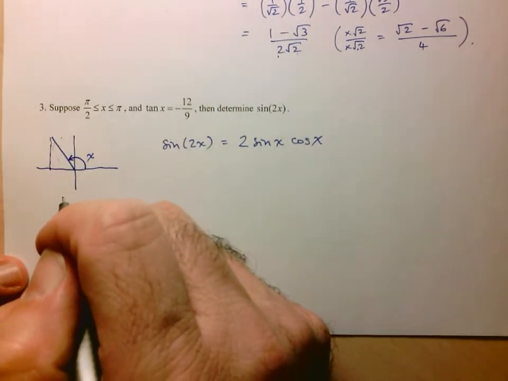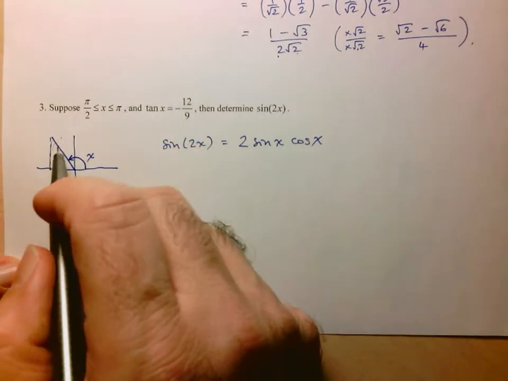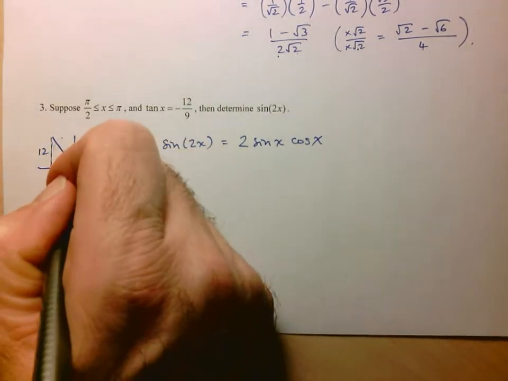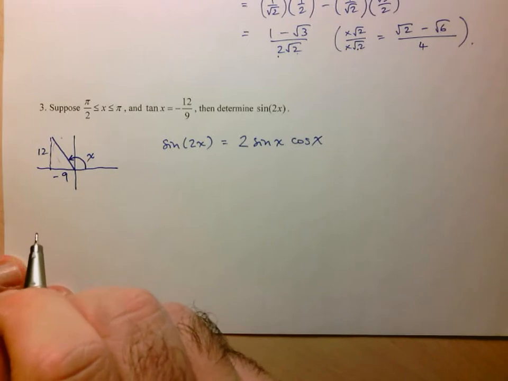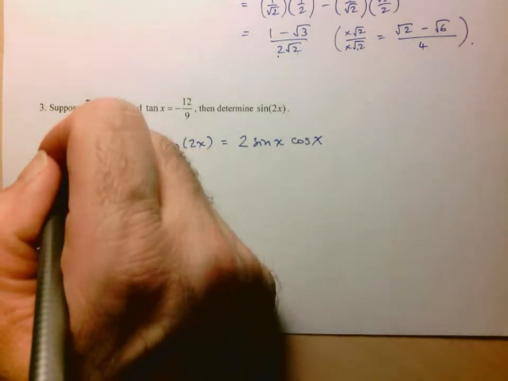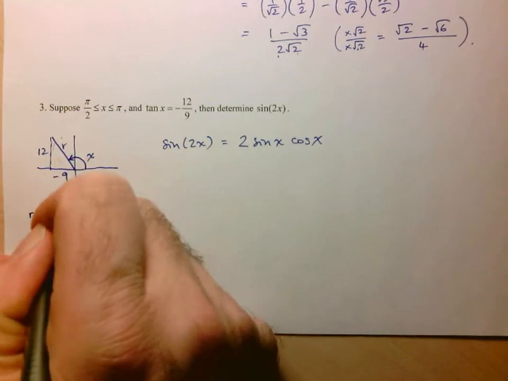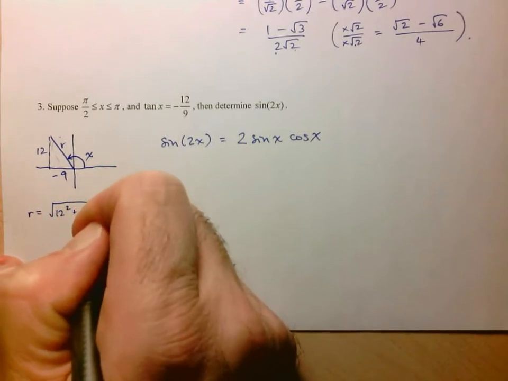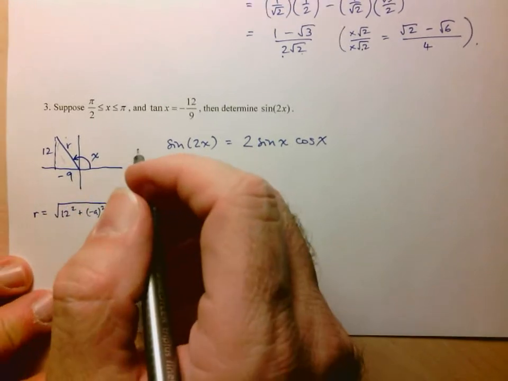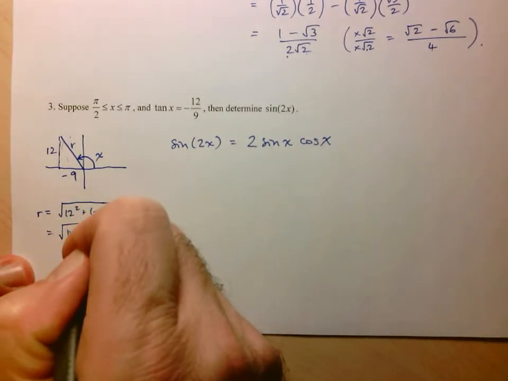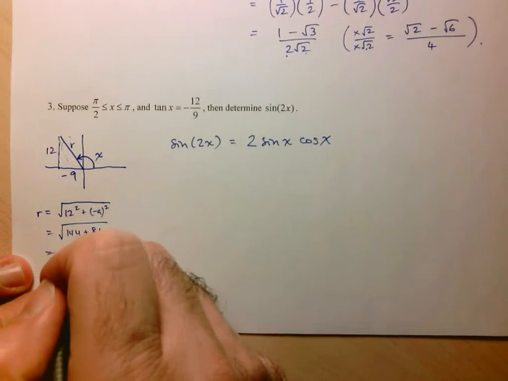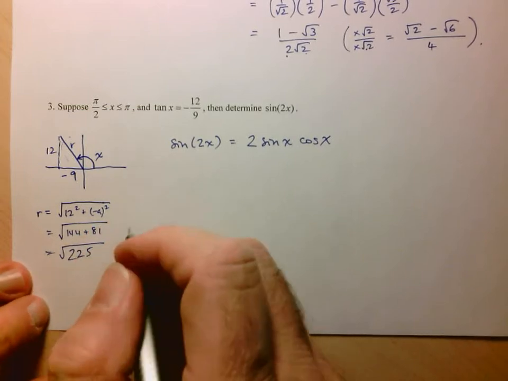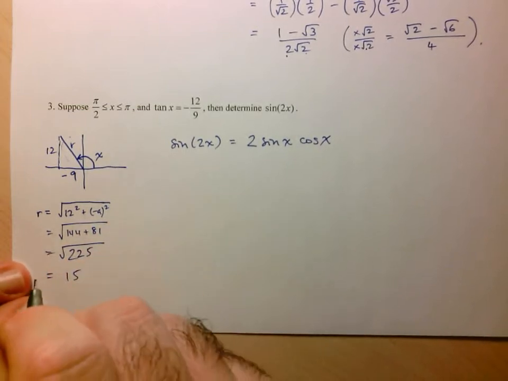Okay, so here, since tan is y over x, and the y value obviously is going to have to be positive, this is going to be 12, and my x value is the one that's going to be negative 9. Okay, and in order to determine sine and cosine, I need to determine the r value. So r is just equal to the square root of 12 squared plus negative 9 squared. That's equal to 144 plus 81, so that is the square root of 225, which is just equal to 15. Okay, so nice number there.